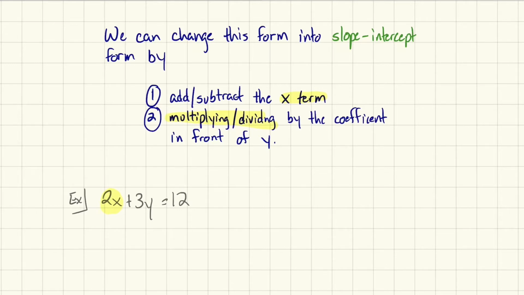So our first step says that we are going to subtract or add the x term. Well, I look in my problem. I have positive 2x. The opposite of positive 2x is negative 2x. I do that to both sides. The 2x's cancel. That leaves me with 3y is equal to negative 2x plus 12.